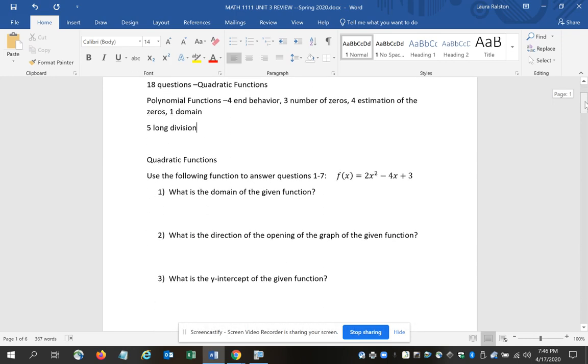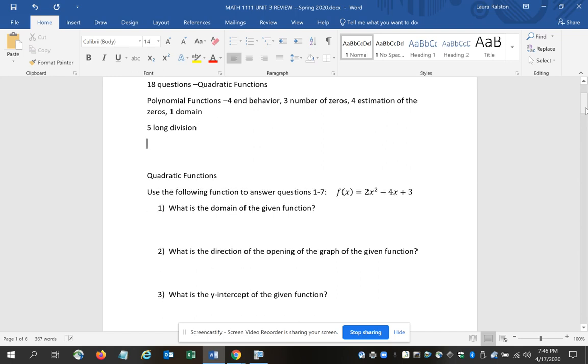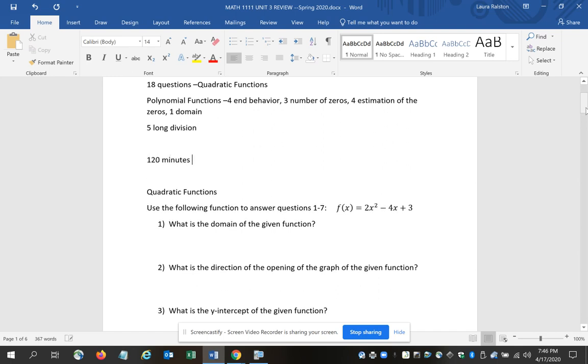So we're going to take a look at the quadratic functions, and you'll have 120 minutes, or 2 hours, to take the test. You can use your notes. You can go back and look at the Zoom videos, whatever resources you have in D2L. Again, other than some other person, you can have those resources.